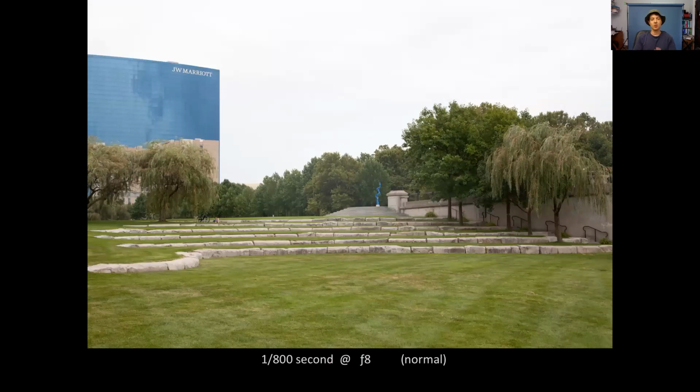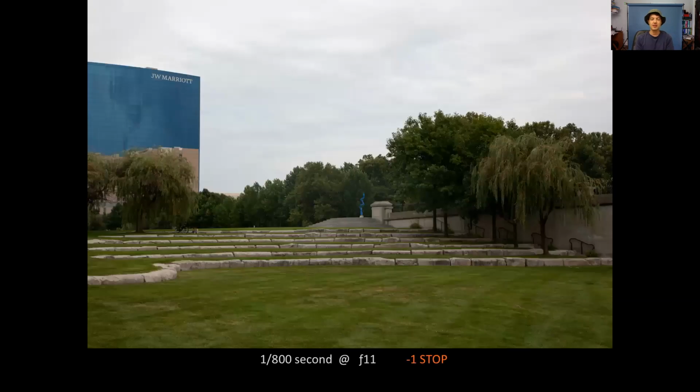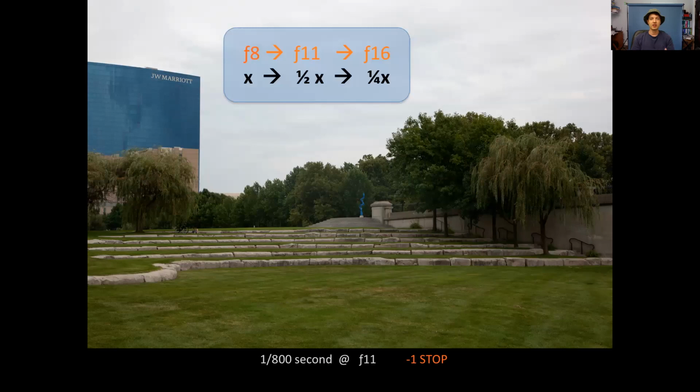Here we've got a scene, it's shot at 1/800th of a second at f8. As the camera meter indicated, and we've got a good general exposure. And then here we have one stop less light entering the camera. We've adjusted the aperture this time from f8 to f11. So our aperture opening got a little bit smaller, and we're letting in half as much light. And so you can see that the trees especially are looking darker than before. And if we look at the math again, we've gone from f8 to f11, and so we've reduced our light down by half.